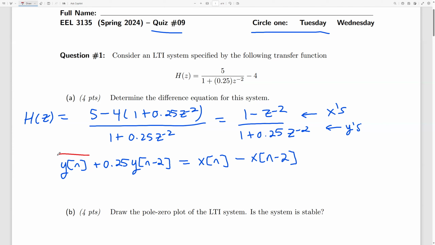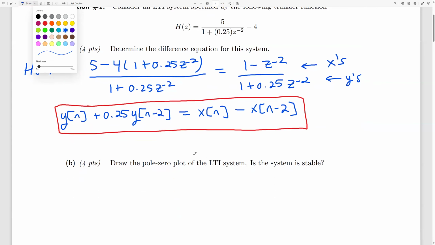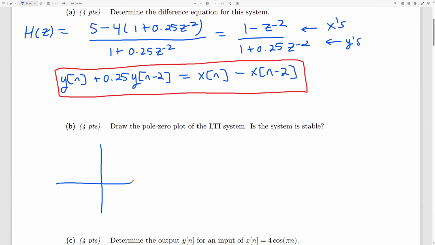This is an acceptable form. You can move the other terms. You can do just y of n if you want, but it's the same thing. It doesn't really matter. Next, draw the pole zero plot of the LTI system. Is the system stable? So let's just start the sketch.